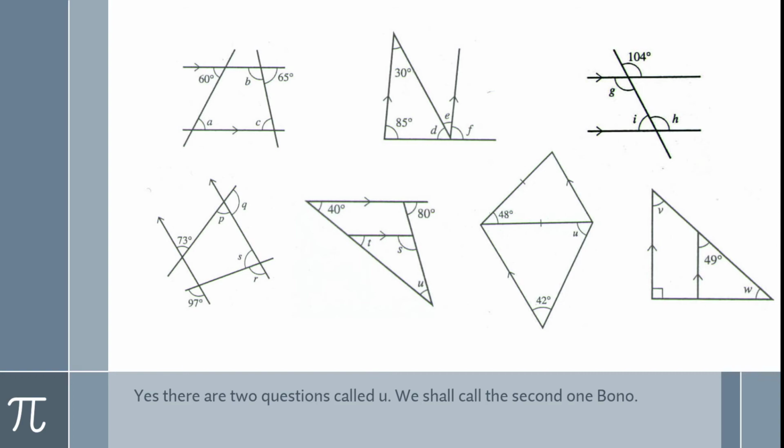Just choose one. Now, I know how difficult this is because there's 2 S's and 2 U's. You'll have to say the first S or the second S, and we can call the second U Bono because I'm terrible at jokes. That's you too.